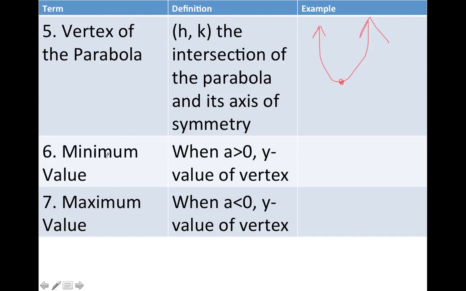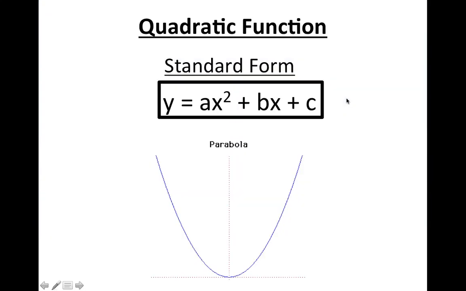Which then brings us to our maximum and minimum value. So the minimum or maximum value is always the y value of the vertex, since that is the lowest point, or minimum. Or if we had a graph open down like this, our highest point up here is our vertex, and that will be our maximum point. Again, it's the y value because we're moving up and down.